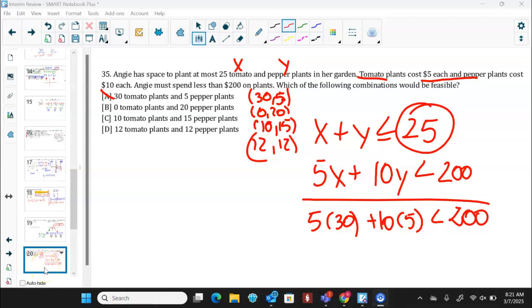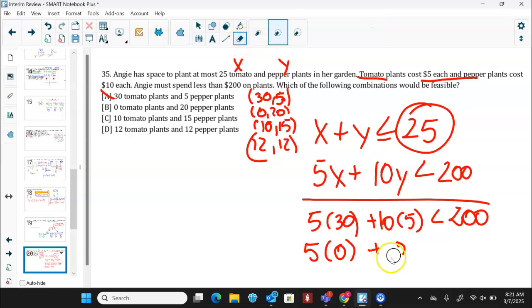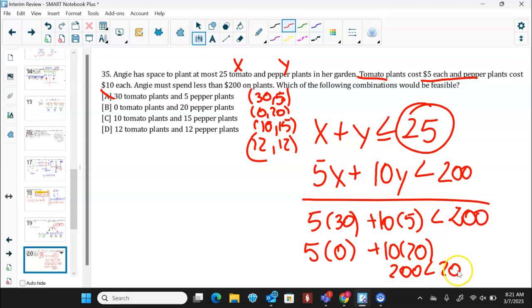Now the next point. Well, first of all, 20 and 0 will go under 25. But let's check. So 5 times 0 plus 10 times 20. Well, that makes it 200. So that's 200 less than 200. It's not less than or equal to, so we couldn't use this point either, because this 200 has to be less than 200, and it's not. So we couldn't use B either.